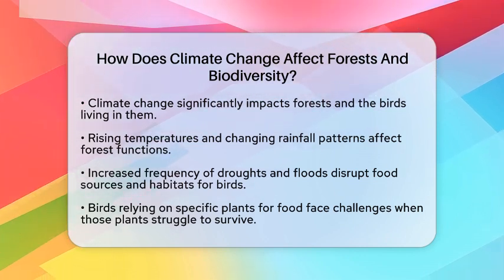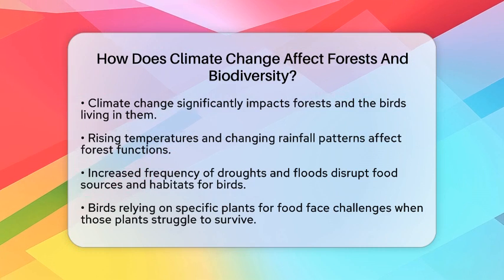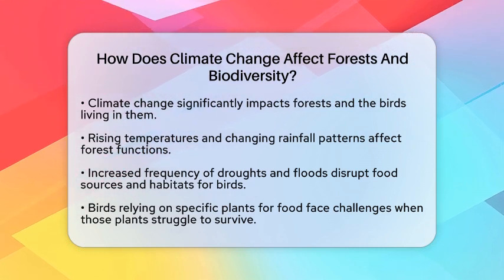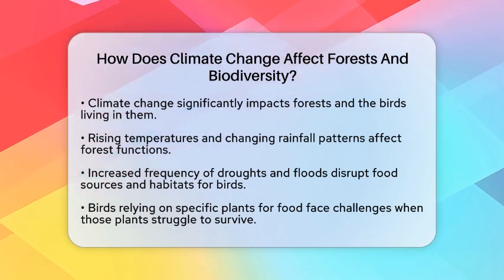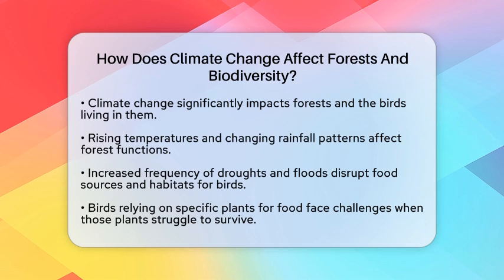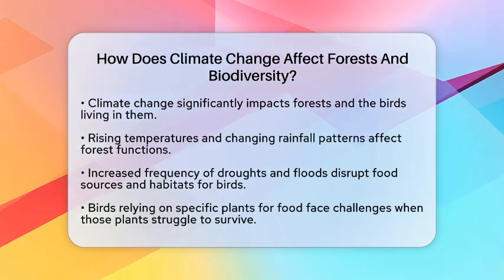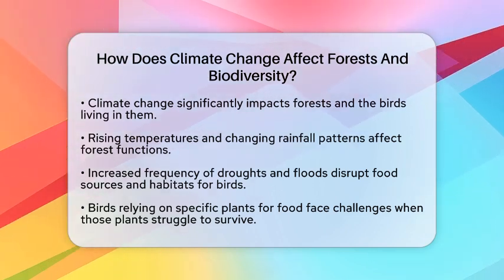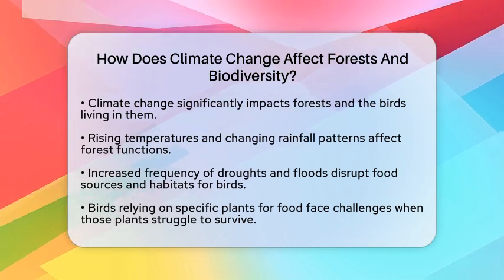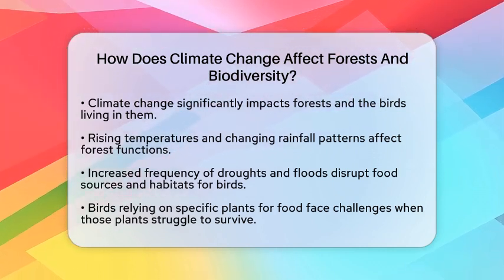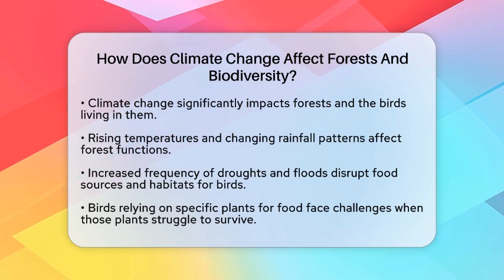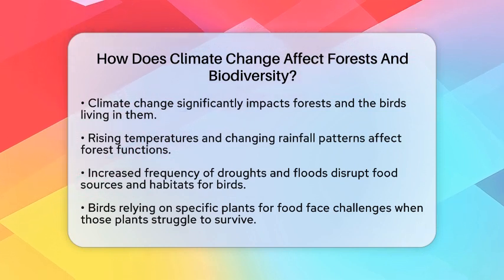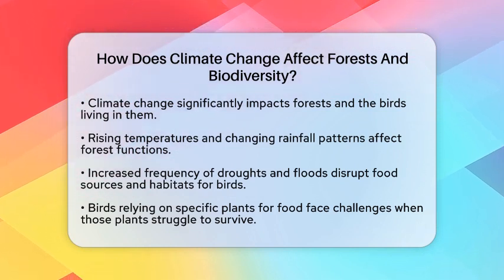First, rising temperatures and shifting rainfall patterns are changing the way forests function. These changes can lead to more frequent droughts and floods. For birds, this means that their usual food sources and habitats may become less reliable. Imagine a bird that relies on specific plants for food. If those plants struggle to survive, the bird may face challenges finding enough to eat.